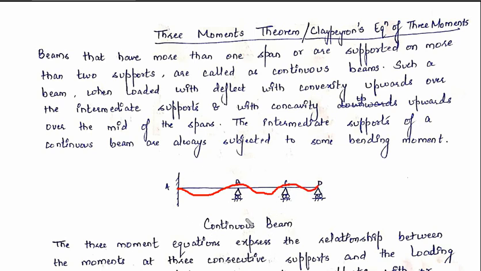So if you will look at this deflection pattern, you will see that hogging is produced at the intermediate supports and sagging is produced over the mid spans. Now, this hogging and sagging clearly reflects that hogging bending moment will be produced at the intermediate supports, while the sagging bending moment will be produced at the middle of the spans. Now, in order to analyze such beams, by the term analyze, we mean to find out the values of the bending moment. So, to analyze such types of beams, we use three moments theorem or Clapeyron's equation of three moments.